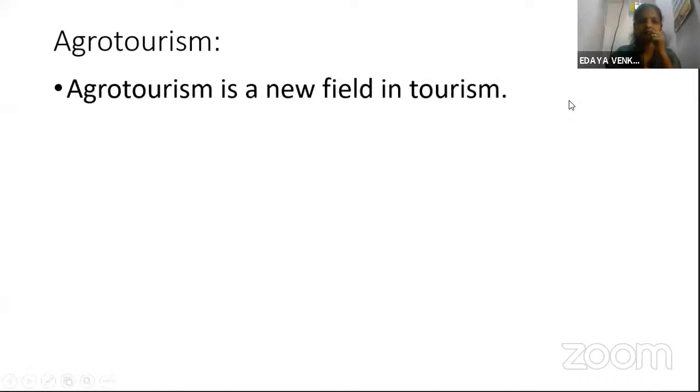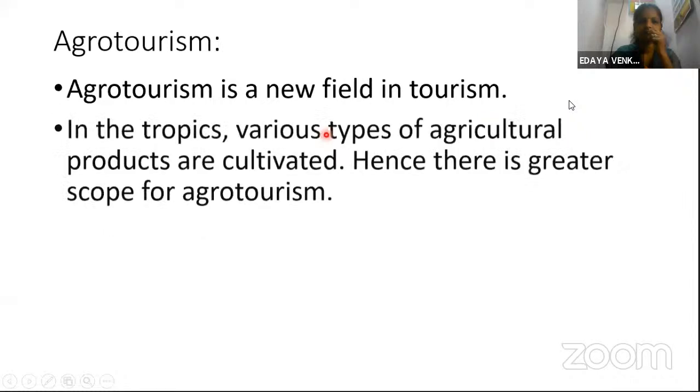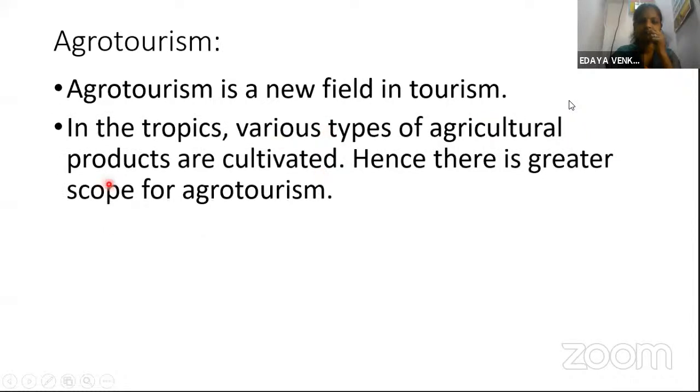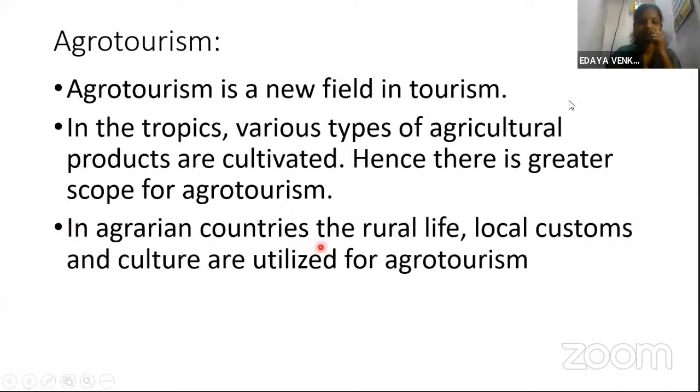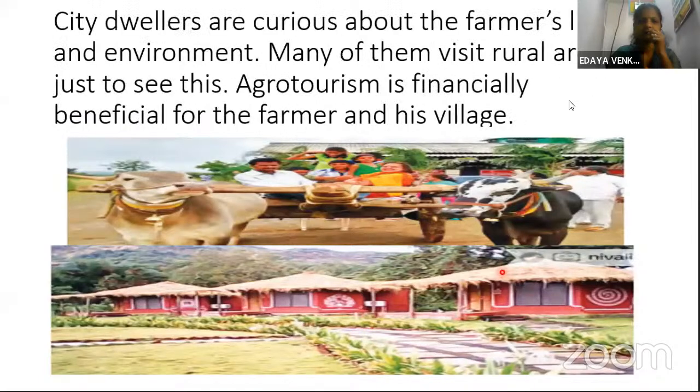Agrotourism. Agrotourism is a new field in tourism. In the tropics, various types of agricultural products are cultivated. Hence, there is greater scope for agrotourism. In agrarian countries, the rural life, local customs and culture are utilized for agrotourism. City dwellers are curious about the farmer's life and environment. Many of them visit rural areas just to see this. Agrotourism is financially beneficial for the farmer and his village.